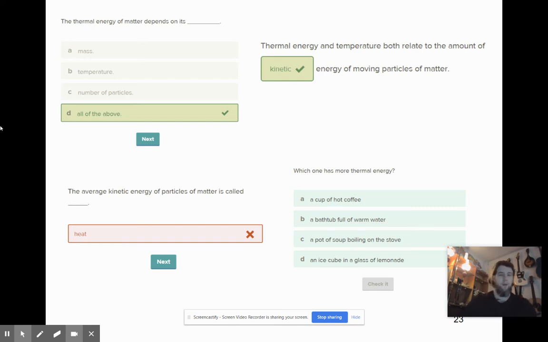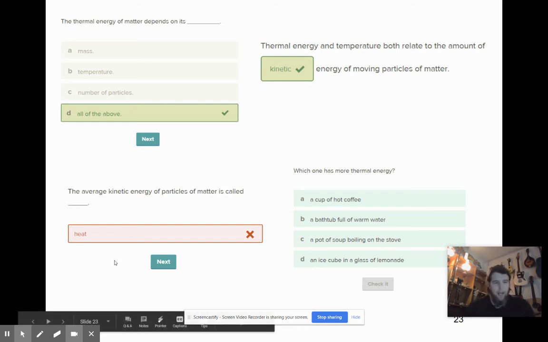Then moving over to the right there, so thermal energy and temperature both relate to the amount of what energy in moving particles of matter. So the hint there is the moving particles of matter. If they are moving, it has to be kinetic energy. We talked about potential energy, which is the energy that is stored up, but is not the energy of motion.